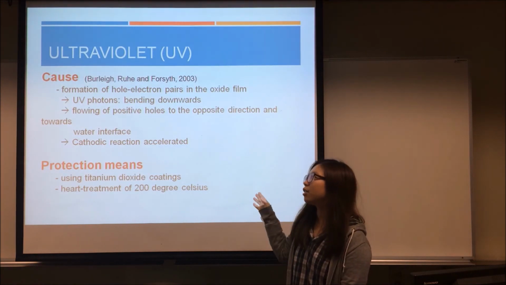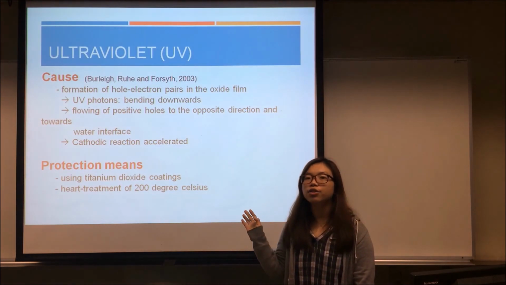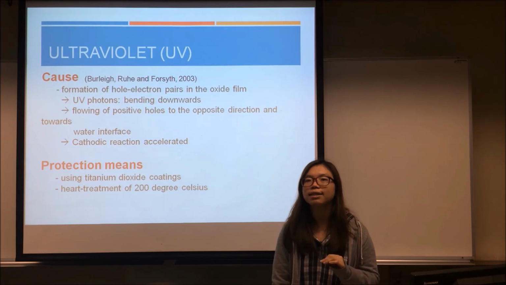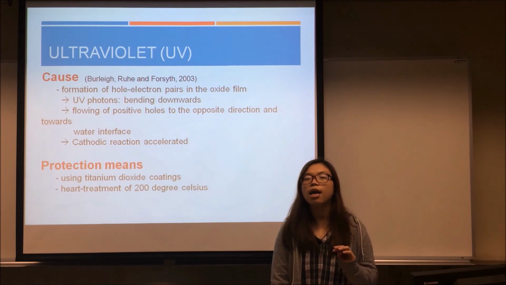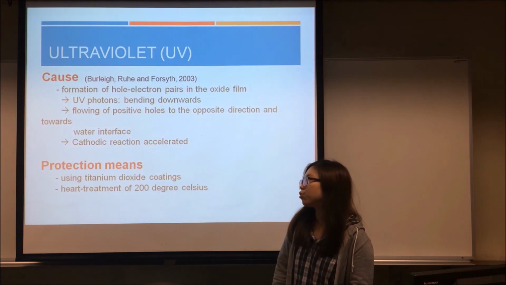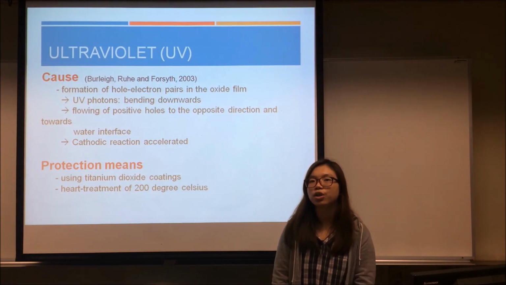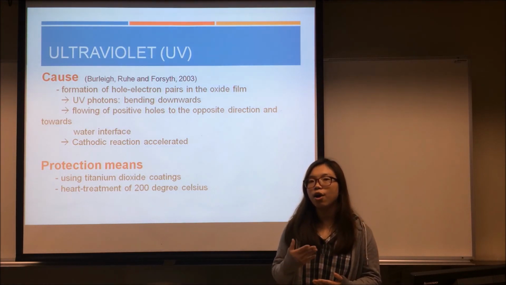Moving to the last part, the protection means. To tackle the above corrosion, Young suggested a method in 1995 of using titanium dioxide coatings to inhibit the corrosion of copper from UV illumination, while Subaris in 2004 suggested that heat treatment at 200 degrees Celsius also has a positive effect towards the induction of photo effect on the copper.